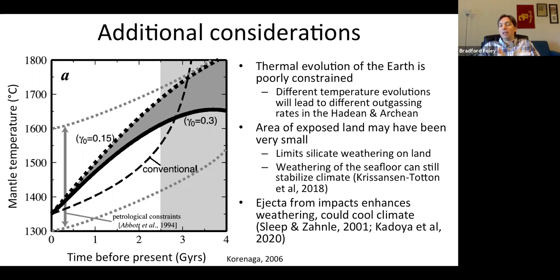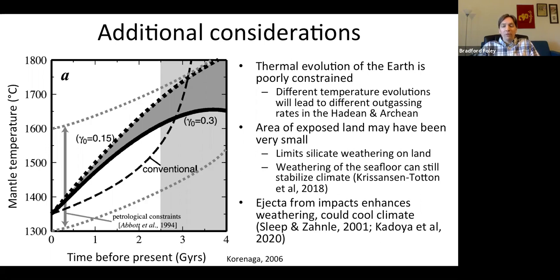That's probably not a big deal if there was very little exposed land on the early Earth. It seems likely, at least based on what we know now, that seafloor weathering could serve the same role and still help keep the early Earth climate temperate and habitable.